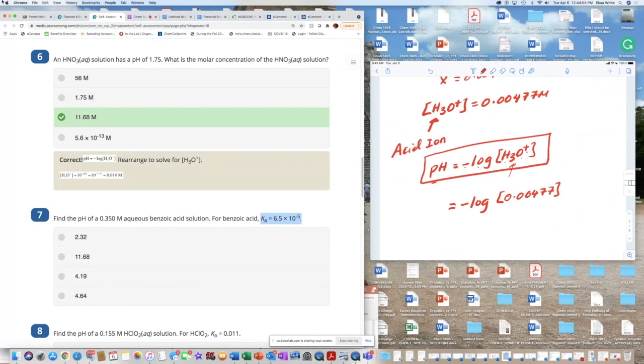So here we are, negative log base 10 of the H3O plus concentration. Nothing else but that. Okay, so where was I? Negative. I have to get a log on my phone, on my computer calculator.